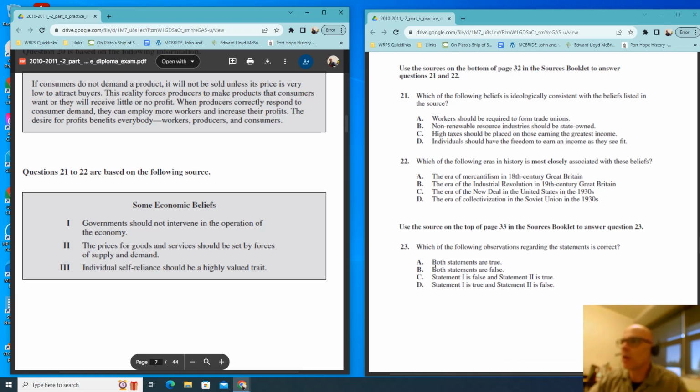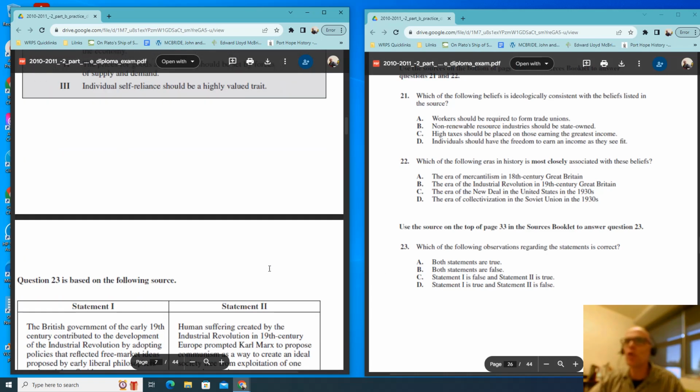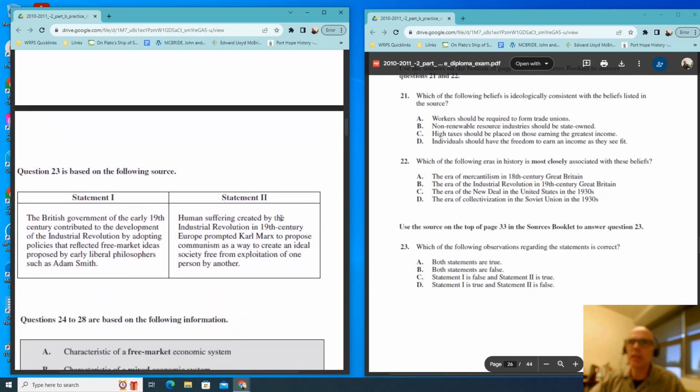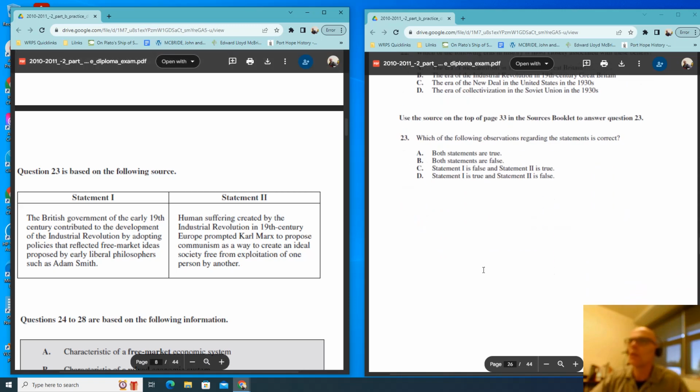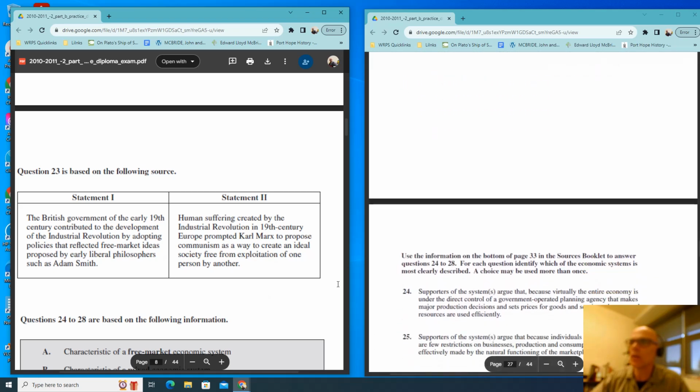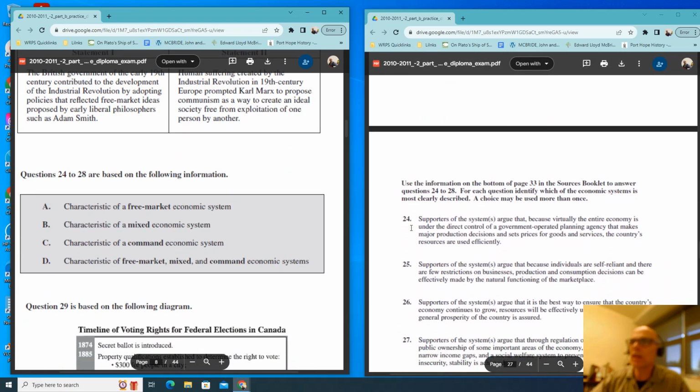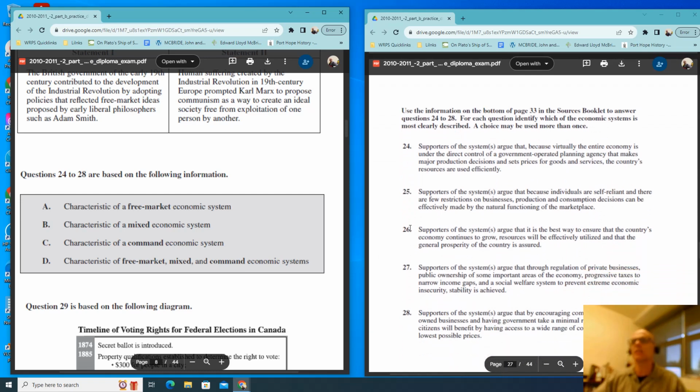Number 23. Which of the following observations regarding the statements is true? Statement 1, the British government of the early 19th century contributed to the development of the Industrial Revolution by adopting policies that reflected Adam Smith. Yes, they did. Human suffering created by the Industrial Revolution in the 19th century prompted Karl Marx to propose communism. Yes, he did. Both are true. So again, that's casting characters, Marx and Smith, and some recall of what they wanted and how they were applied. 24 to 28, more economic questions. Awesome. And now we get to differentiate between characters of a right-wing free market, a centralist mixed, or a left-wing command economy, or maybe it's in all of them.